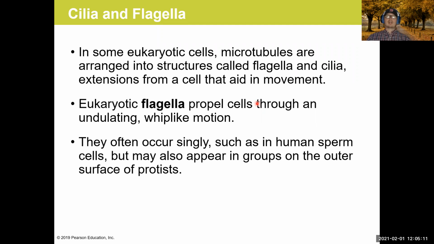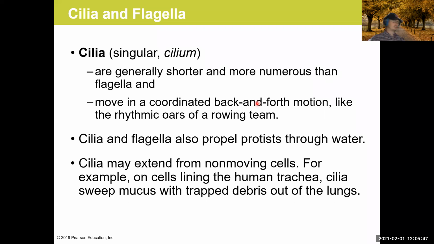So for example, a eukaryotic flagellum will propel a cell through an aquatic environment as a flagellum basically moves like a whip, undulating, propelling that cell forward. Generally, flagella are singular, but you can find them in groups, for example, on protists or other prokaryotes. And one of the more common flagellum examples that you can think of is the flagellum that's on a human sperm cell. And then kind of the final structure that we're going to mention is cilia or cilium.